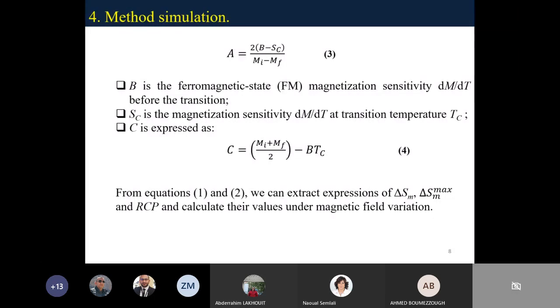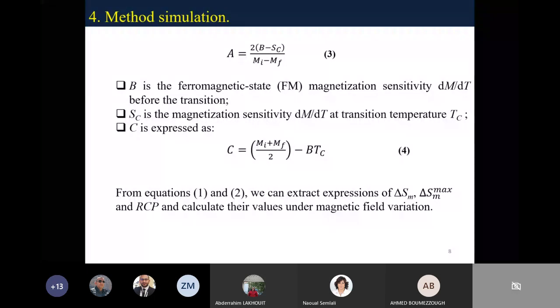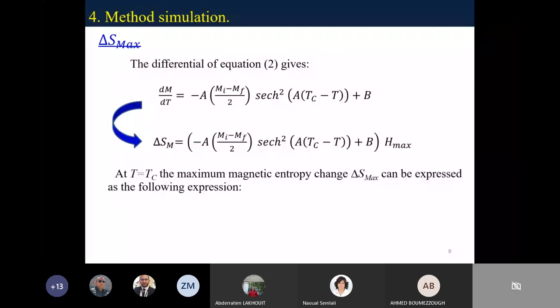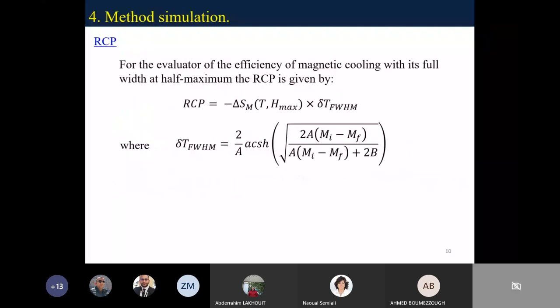From equations 1 and 2, we can extract the expressions of the variation of magnetic entropy, the maximum of magnetic entropy and RCP, and calculate their values under magnetic field variation. By differentiating equation 2, we can obtain the expression of the variation of magnetic entropy, and at T equal to TC, the maximum magnetic entropy change can be expressed as the following expression. Then, for the evaluation of the efficiency of magnetic cooling, with its full width at half maximum, the RCP is given by the following expression. Then, the change in magnetization of the specific heat is given by the following equation.